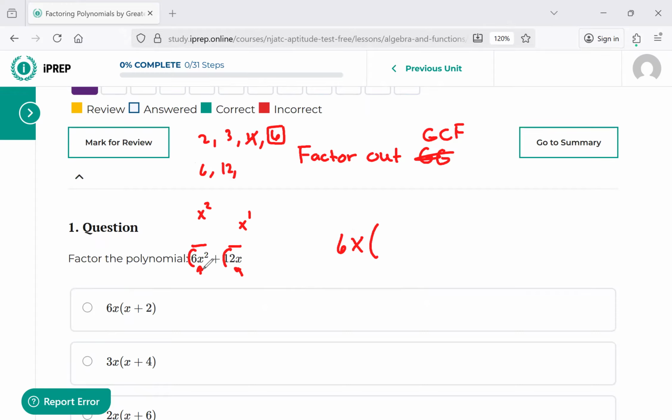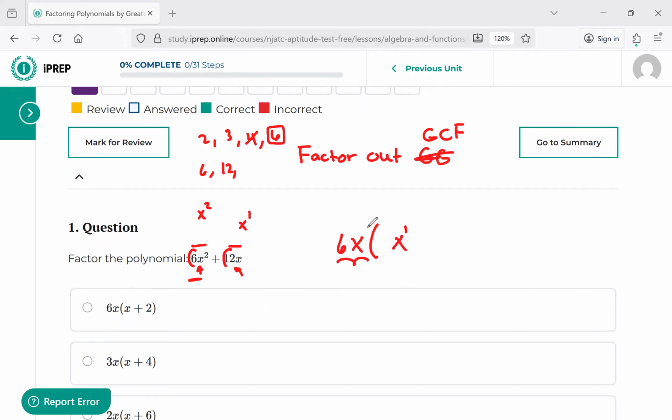This is the part where it can get confusing. We still can't change this problem, we're just factoring out a GCF. So what do I have to multiply 6x by to get the first term? You need to know your exponent rules. What do I have to multiply 6x by in order to get 6x squared? Well, I don't need any more constant because I already have a 6. What about x's? How many x's do I need to get x squared?